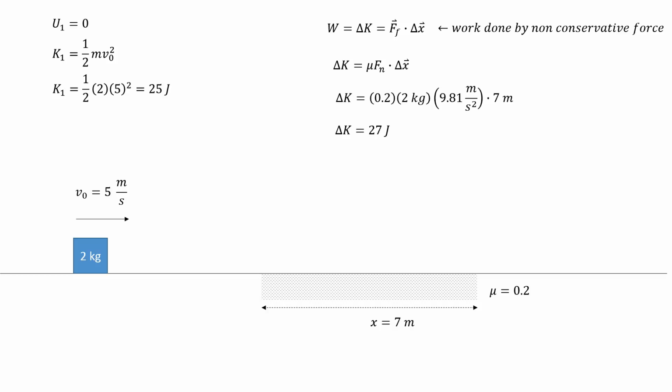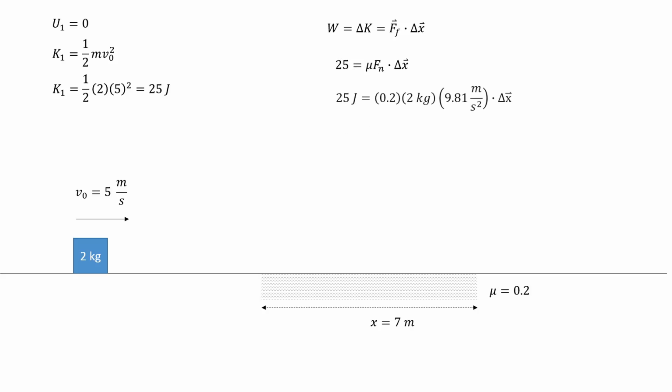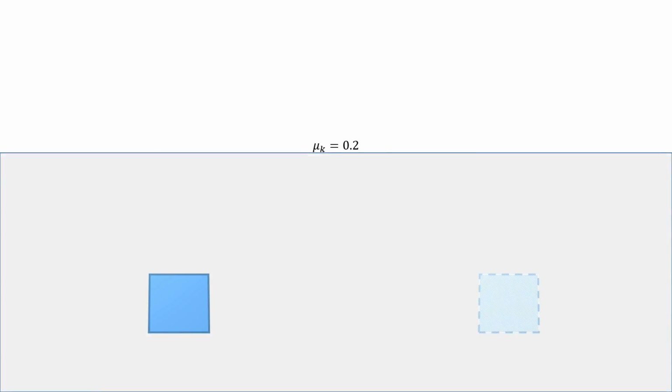Since the object does not have 27 joules of kinetic energy, this object will not be able to slide across the entire 7 meters. Instead, it will slide until it runs out of kinetic energy, which will be about 6.5 meters in. Then the object will stop moving, and since there is no gradient of potential energy, the object will remain at rest. An important point is that if an object is sliding across a floor, the work done by friction will be dependent on the path it takes.